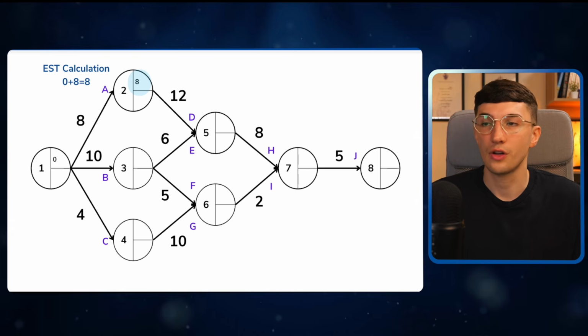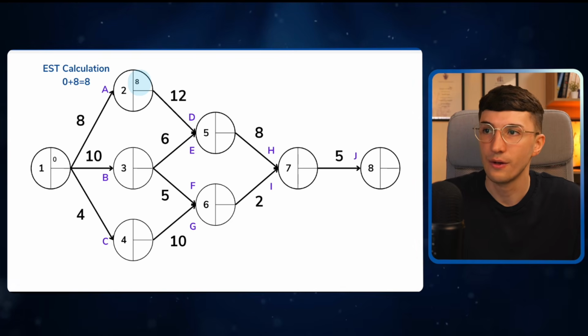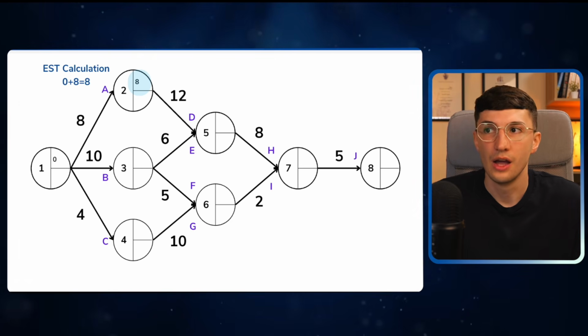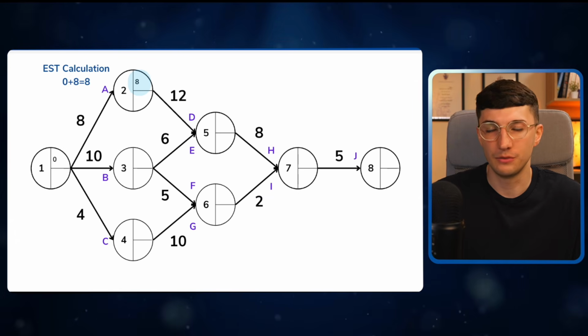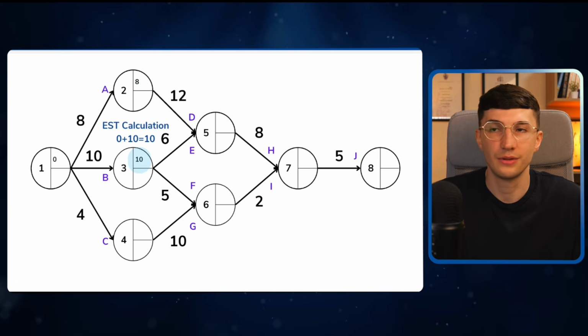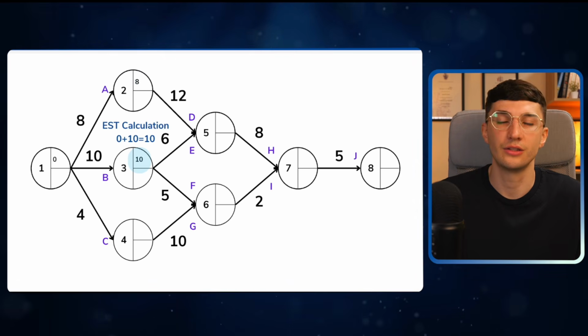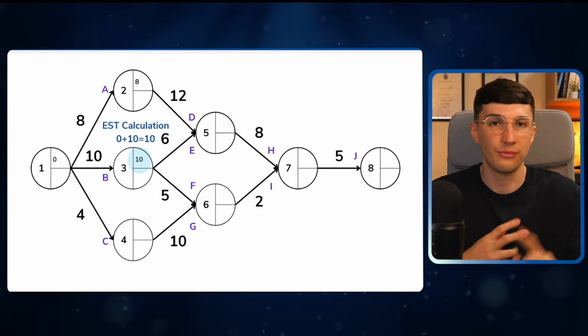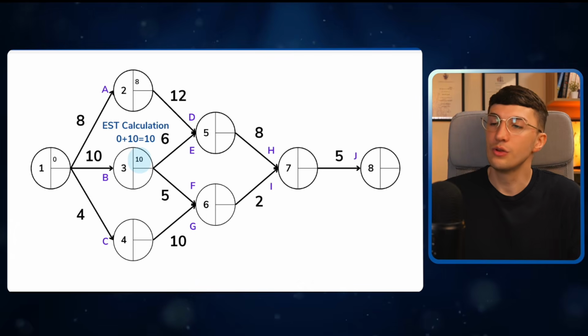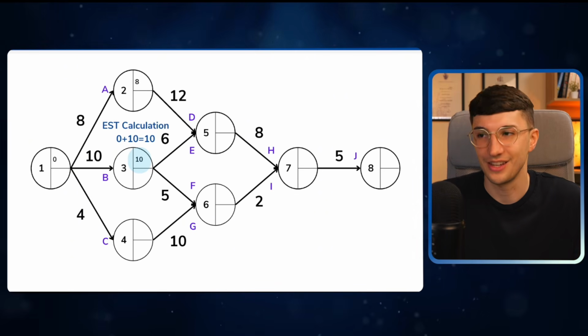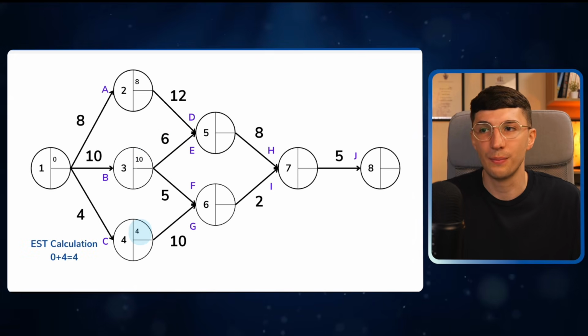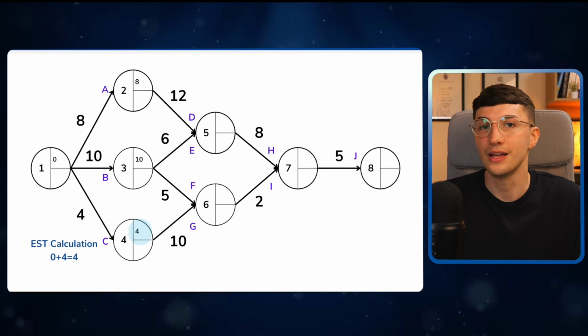Now, the earliest start time for both task E and F would be on node 3. And remember, task E and F can only start once task B has been completed. So you do 0 plus 10 gives me 10. So the earliest start time for both task E and F is on day 10. Then you do the same thing for task G. Now, task G can only start once task C has been completed. So you do 0 plus 4 equals 4 in node 4.